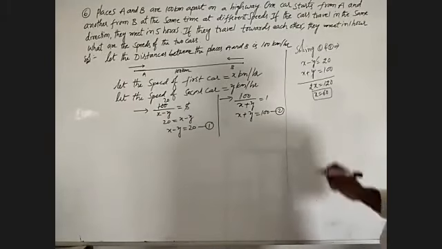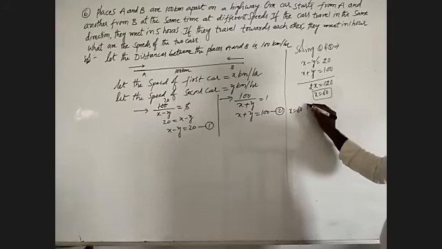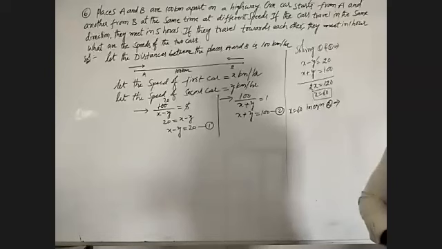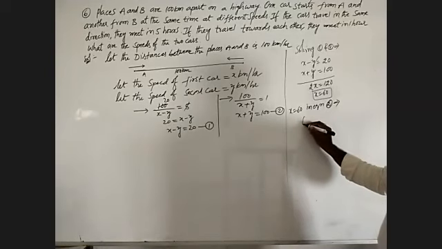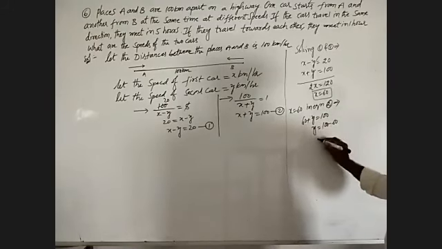We have to substitute in equation 1 and 2. Substitute x is equal to 60 in equation 2. Equation 2 will become 60 plus y is equal to 100. Where y is equal to 100 minus 60, that will become y is equal to 40.